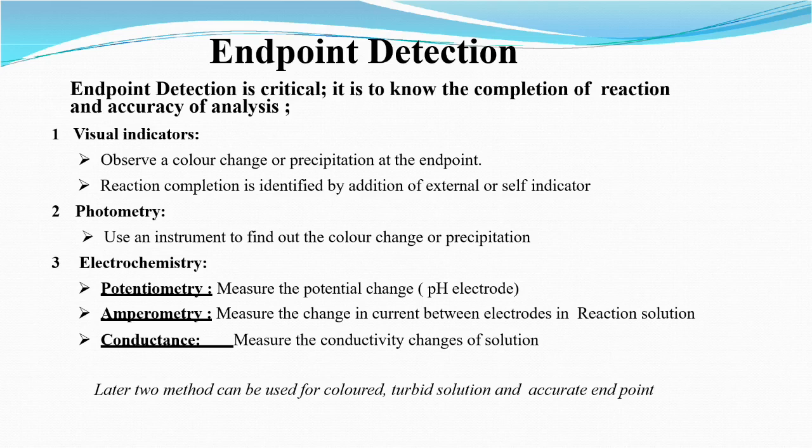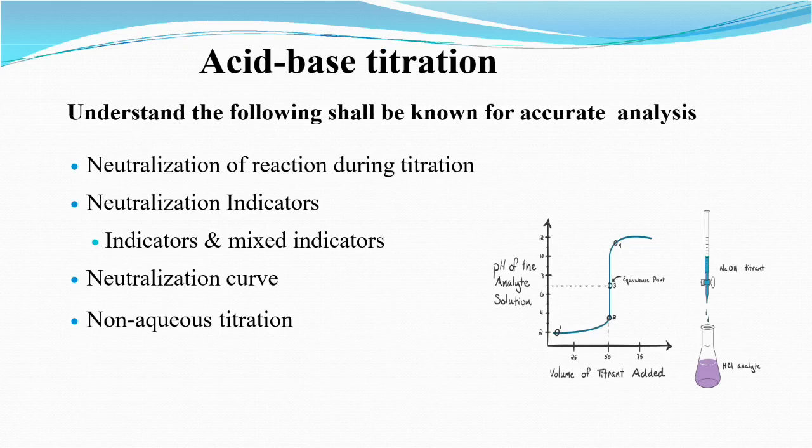Photometry. Here one instrument is needed for endpoint detection, which is a photometer. Another one is electrochemistry, which gives the best result. Potentiometry, amperometry and conductance. Potentiometry measures the potential of the reaction. Amperometry determines the current produced between the two electrodes in the reaction solution. And conductance measures the conductivity changes of the solution.